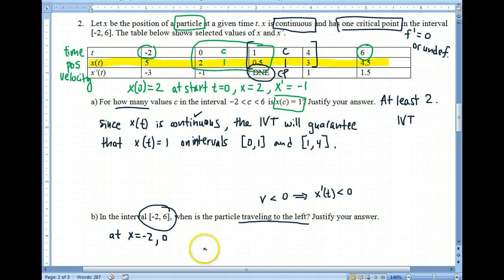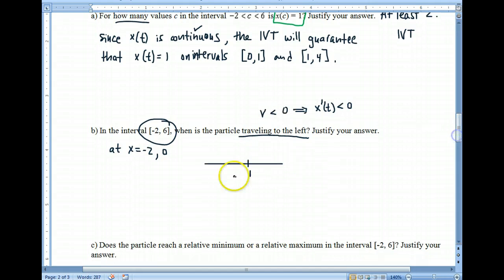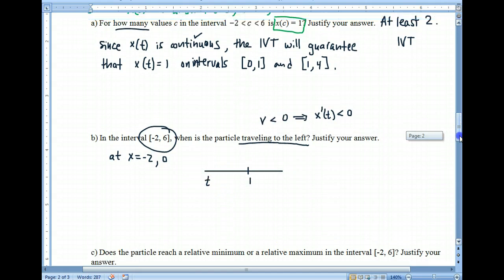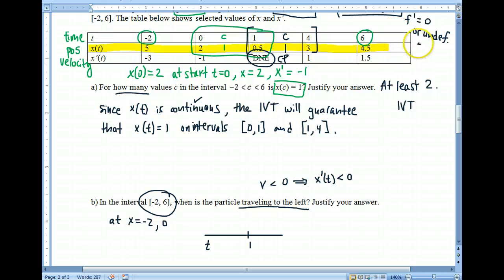So the key place that we're looking is at t equals 1. The reason t equals 1 is so important is because it's a critical point. It's undefined here, so that's where x prime changes. Okay, so notice how x prime is negative, and then it changes to positive. We know that that's a critical point because of this. And we also know that it's the only critical point.